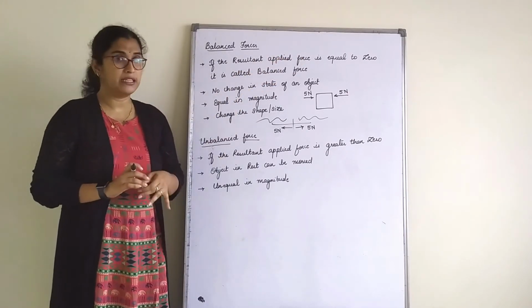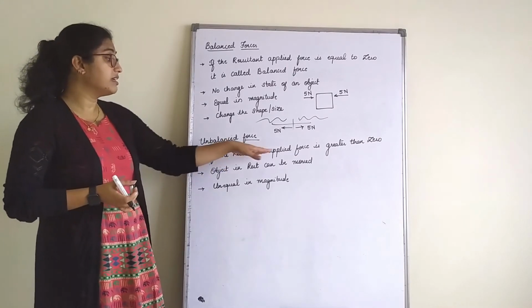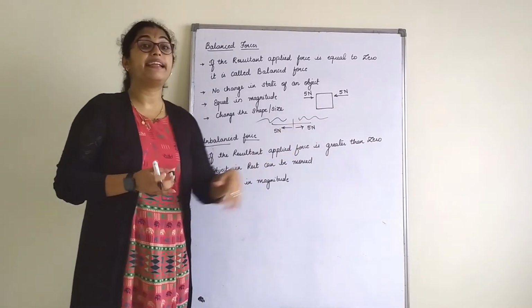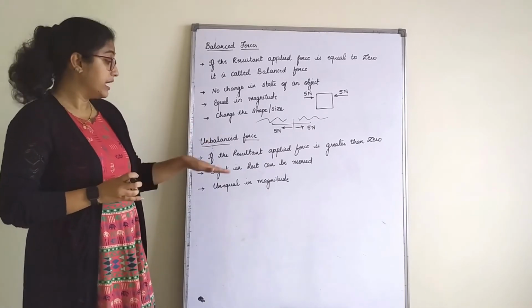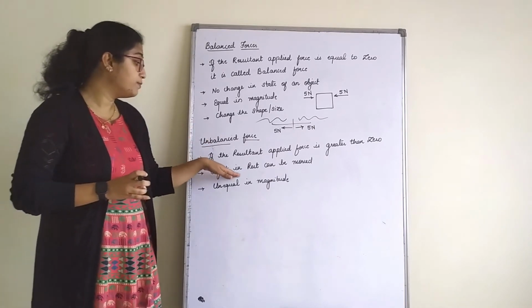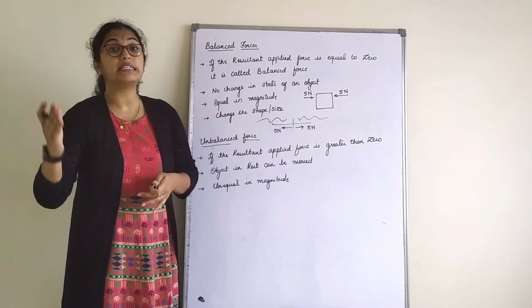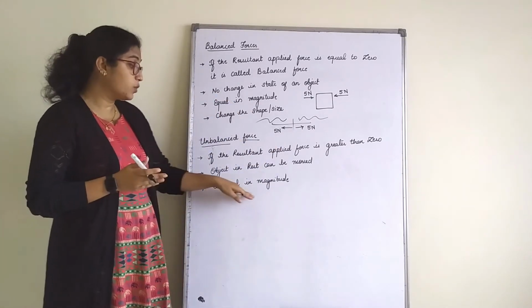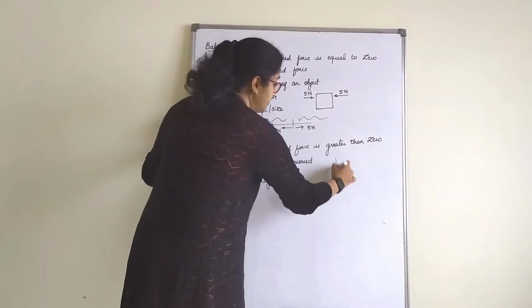So the force where the resultant applied force is equal to 0 is called a balanced force. Then what is an unbalanced force? If the resultant applied force is greater than 0, it is called an unbalanced force. In an unbalanced force, an object at rest can be moved. That means the object is displaced. Unequal in magnitude.